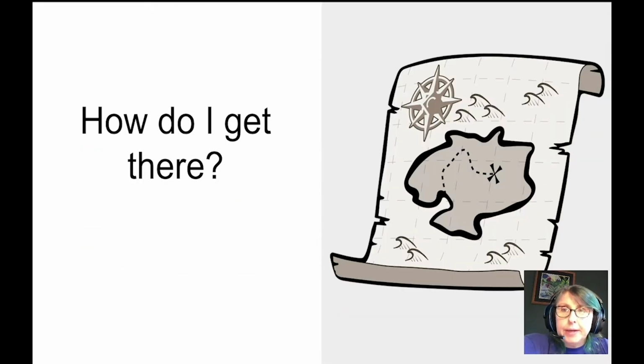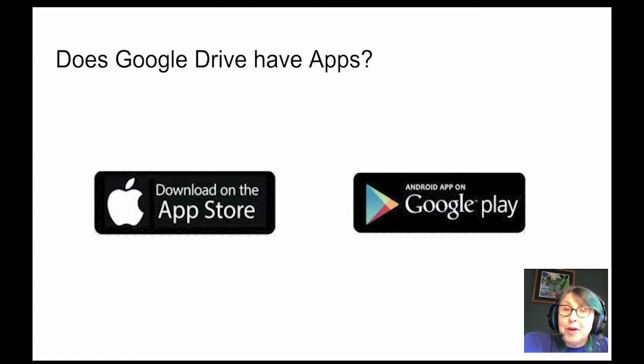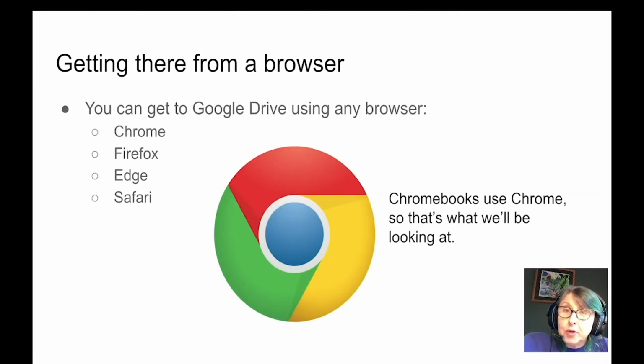That's all great, right? But how do we get there? So let's do that. Drive has an app available for both Android and iOS operating systems, if you want to put it on a phone or device other than a Chromebook. The Chromebooks already have all of this stuff already there. You can get to Google Drive using any browser, and examples of a browser are Chrome, Firefox, Edge, and Safari.